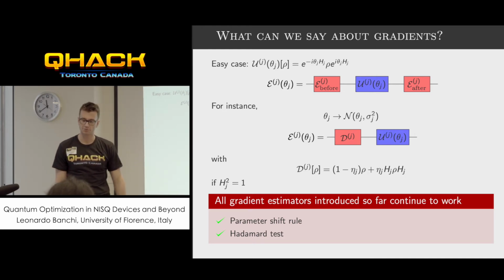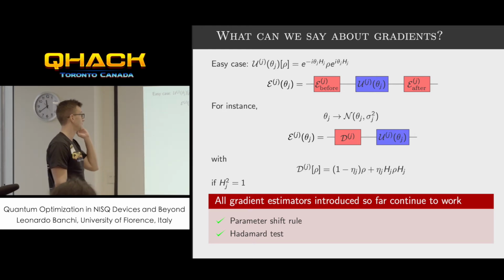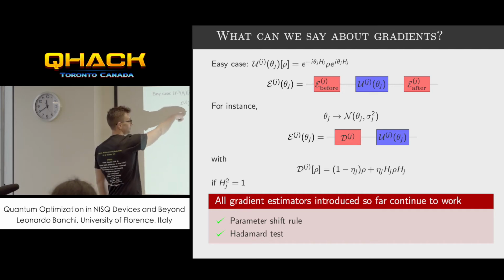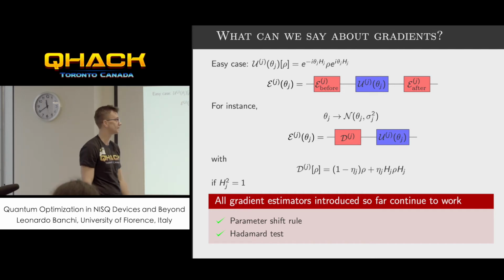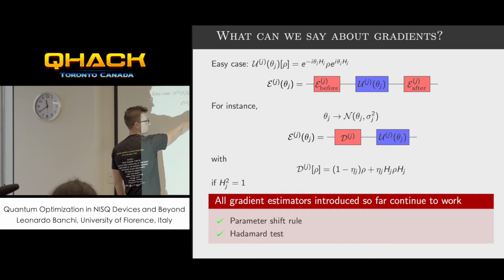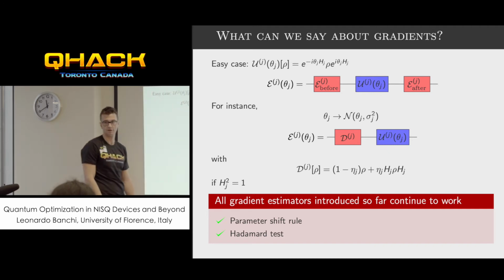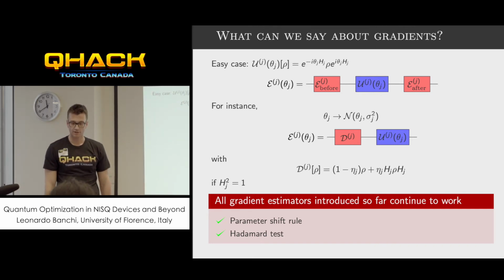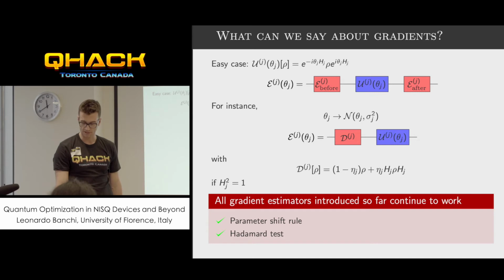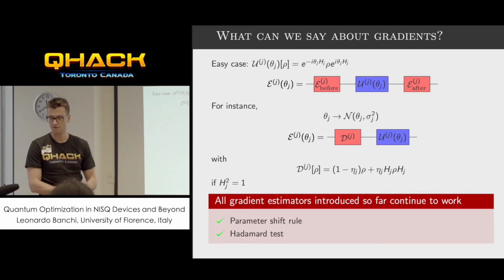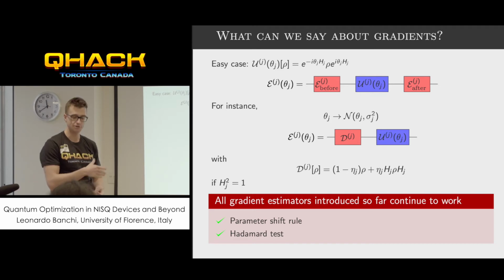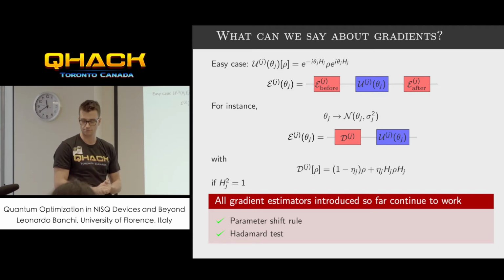Suppose that, because we are lucky, we can write our noisy implementation of this gate in the quantum device as some noise that happens before and is independent of theta, plus the ideal gate, plus some noise that happens after the gate. If that's the case, then everything that you have seen so far still works. You can use the parameter shift rule, and you can use other methods to measure the gradient.